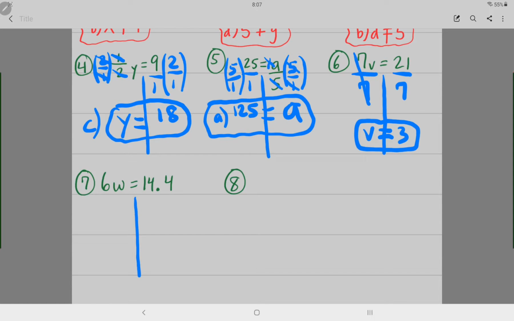Then we see multiplication in our problem. So 6 times W, or 6W, is multiplication. So what I want to do instead, I want to do the inverse, opposite operation, and divide by that coefficient, that number in front of the W, which is 6, just to get W by itself. And whatever I do on one side of the equation, I must do the same to the other. So also divide this side by 6.